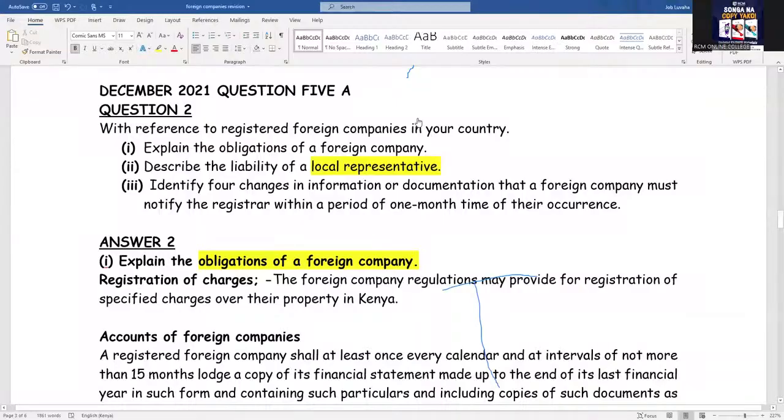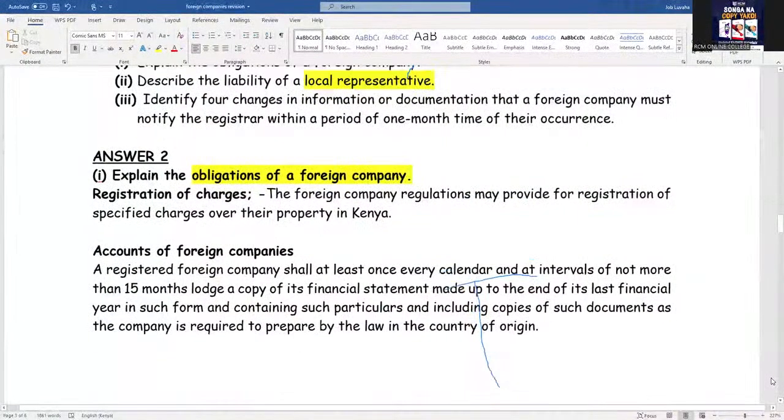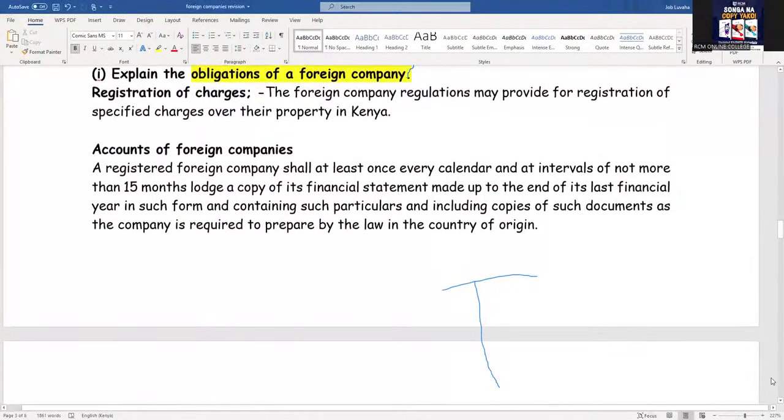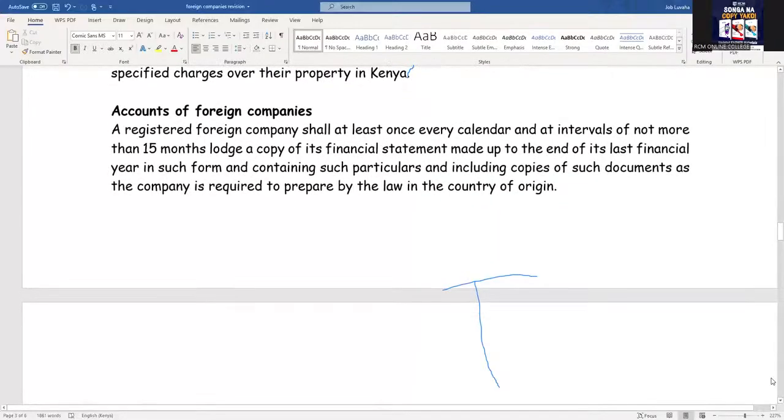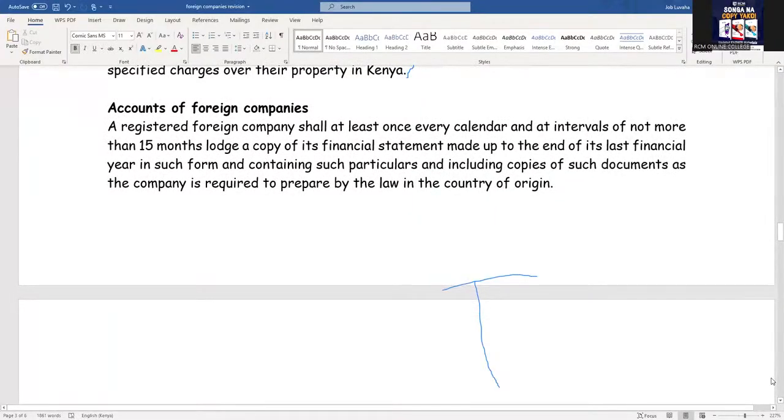If they have charged any of their assets, they'll be called upon to register these charges with the Register of Companies within a period of maybe 14 days, or maybe it's supposed to be 30 days, not 14, but 30 days. Then they'll have to maintain proper accounts. A registered foreign company shall at least once every calendar year, or at intervals of not more than 15 months, lodge a copy of its financial statements with the Registrar of Companies.